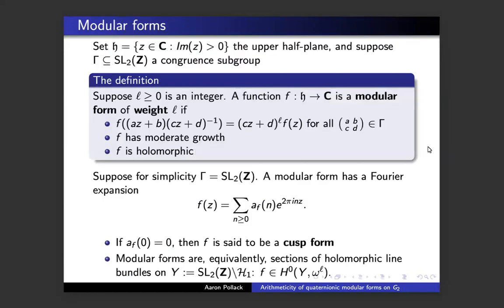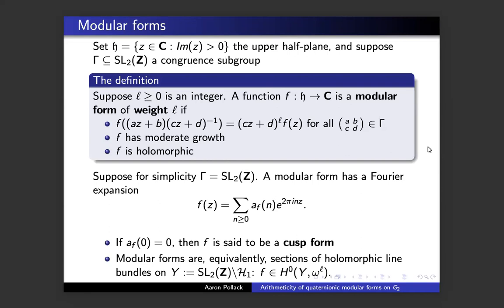So let me denote by H the complex upper half plane, and suppose Gamma inside of SL2(Z) is a congruence subgroup. So a classical holomorphic modular form of weight L, where L will be some non-negative integer, is, as we know, a function f from the upper half plane to the complex numbers that satisfies the following three properties. So it has an equivariance condition for all elements in the subgroup Gamma in terms of the power L. It has moderate growth in some sense. So more precisely, if the imaginary part of z goes to 0 or goes to infinity, then f grows polynomially in the imaginary part of z, and it's holomorphic, that of course being a crucial condition.